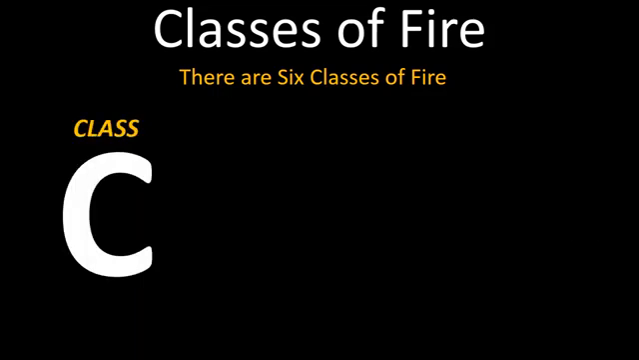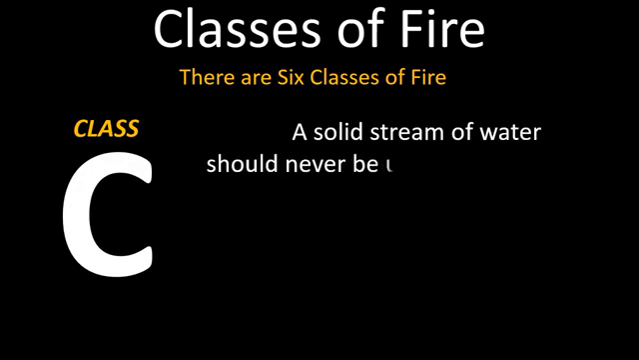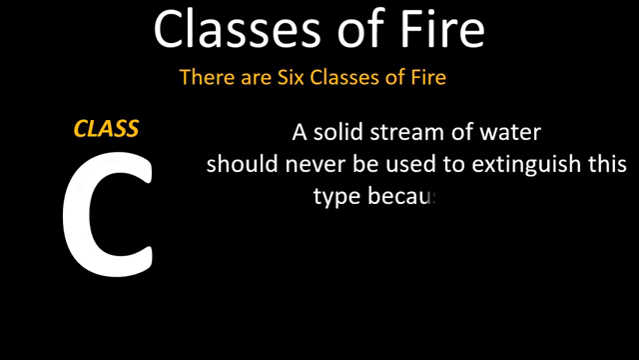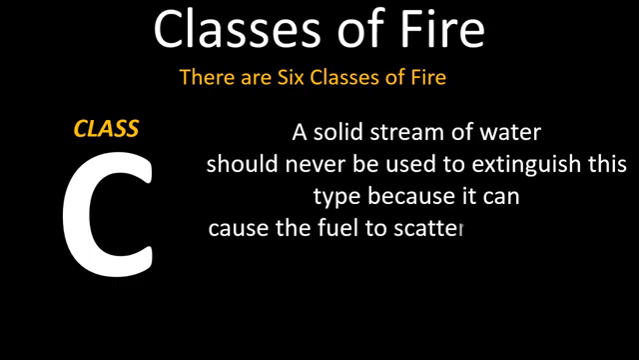Class C fire is just like an ordinary combustible fire, except that the fuel used is a gas such as natural gas. A solid stream of water should never be used to extinguish this type of fire because it can cause the fuel to scatter, spreading the flames further. The most effective way to extinguish a liquid or gas-fueled fire is by inhibiting the chemical chain reaction of the fire, which is done by dry chemical and halon extinguishing agents.